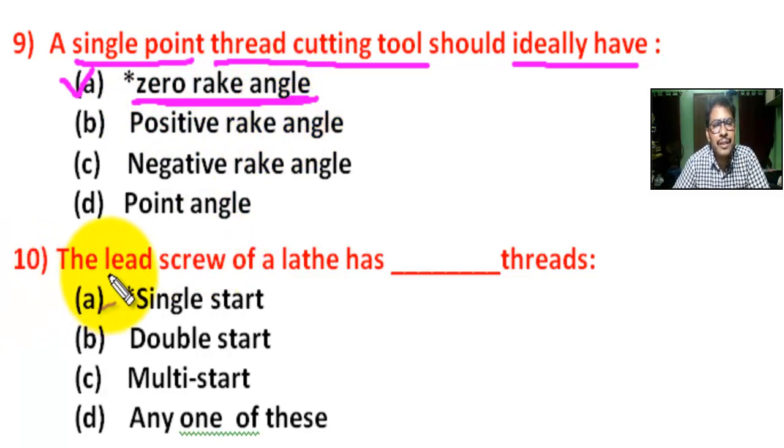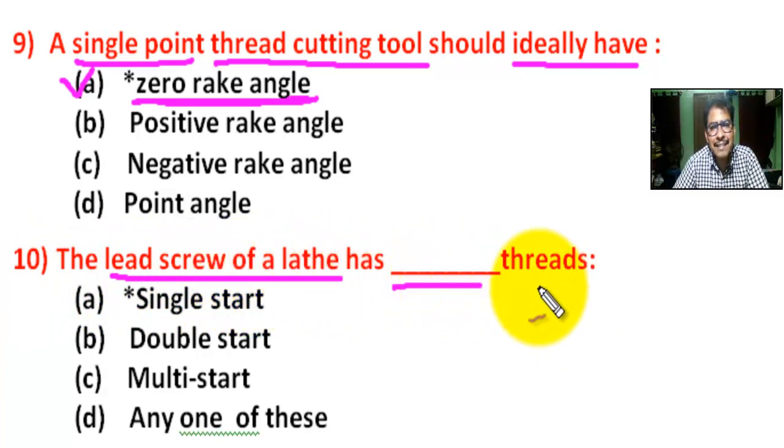Question number 10. The lead screw of a lathe has dash thread. Correct answer is A. Single start. The lead screw of a lathe has single start thread.